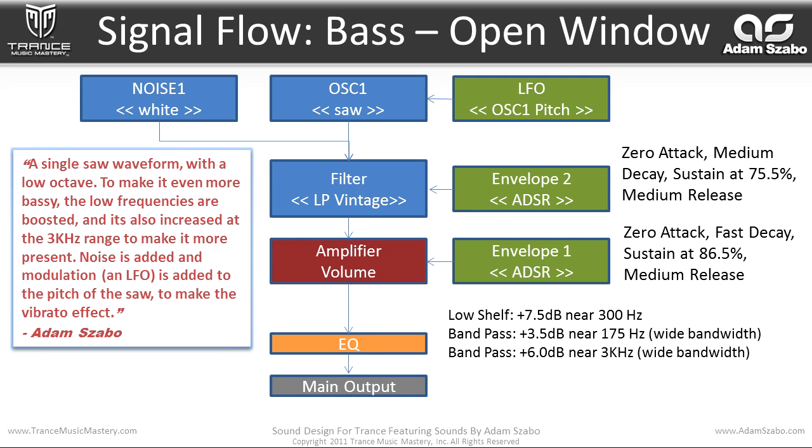And Adam says a single saw waveform with a low octave to make it even more bassy. The low frequencies are boosted, and it's also increased at the 3 kHz range to make it more present. Noise is added in modulation. An LFO is added to the pitch of the saw to make the vibrato effect. Okay, so let's go ahead and program this patch.